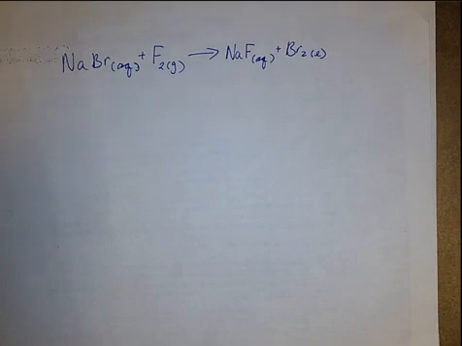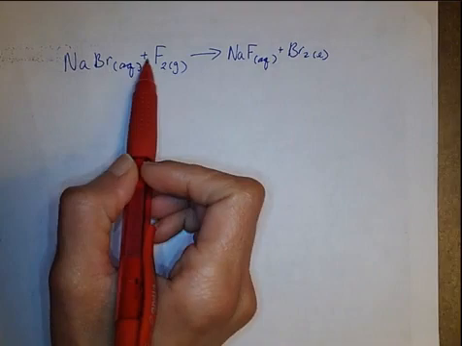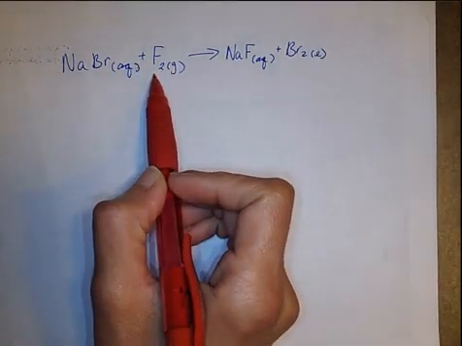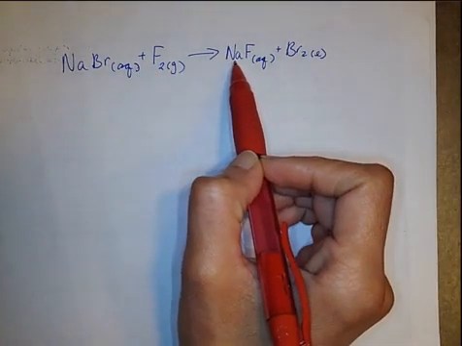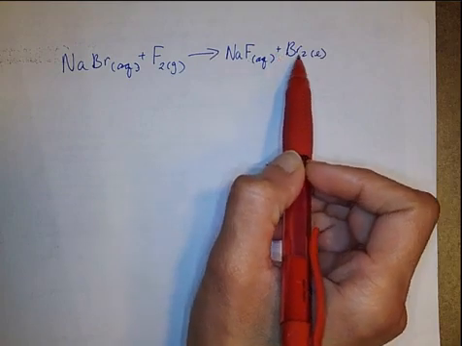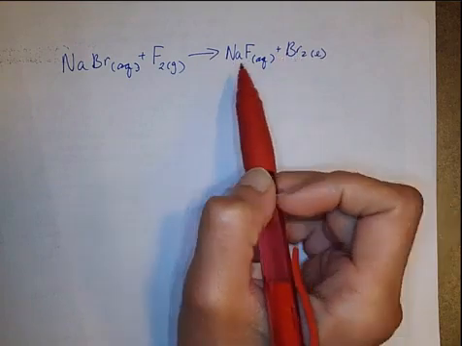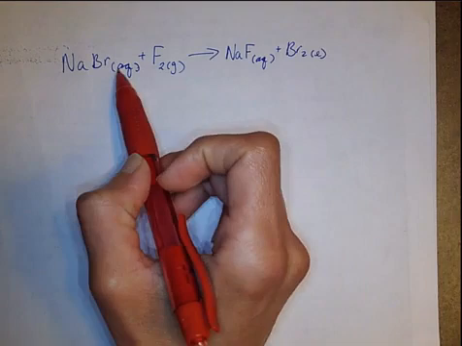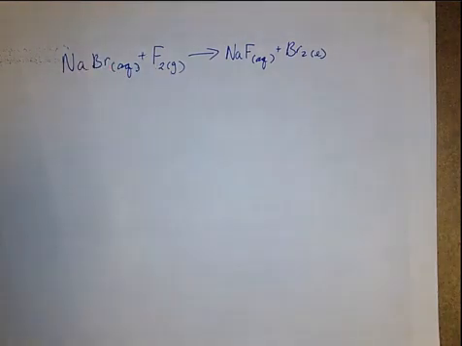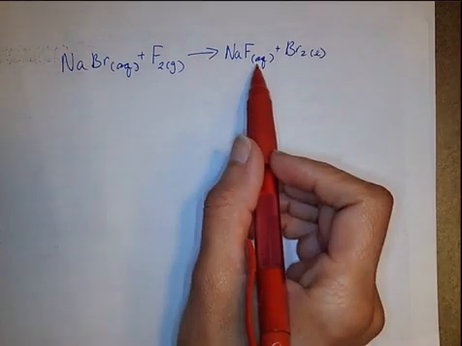Okay, so I rewrote my formula. So I've got sodium bromide reacts with fluorine gas to produce sodium fluoride and bromine gas. And I know the state of matter for each one of these. So when I am balancing equations, it's all about bookkeeping. It's about keeping the number of atoms the exact same number in the reactant side and the product side.